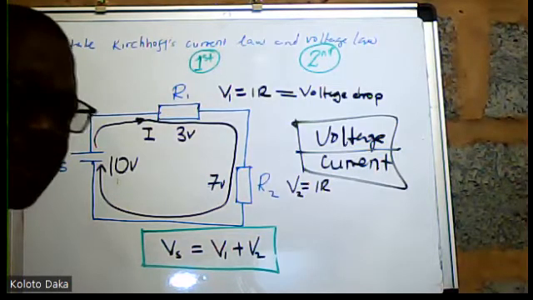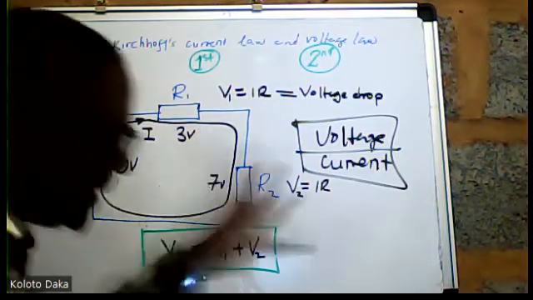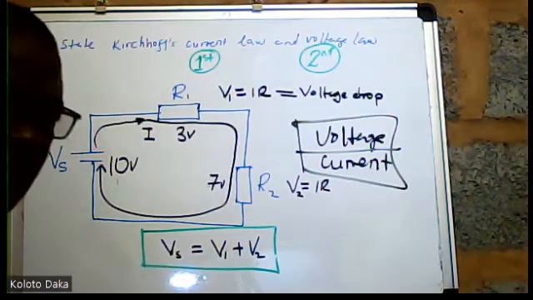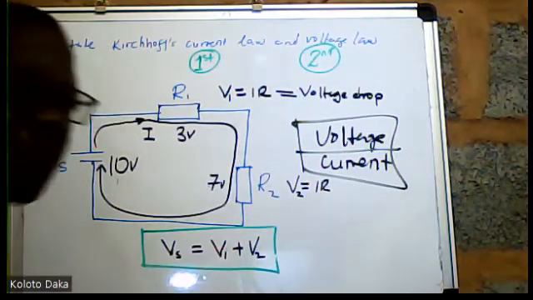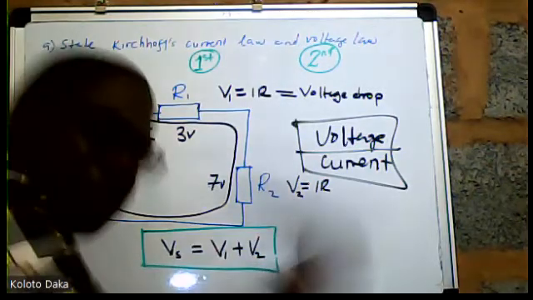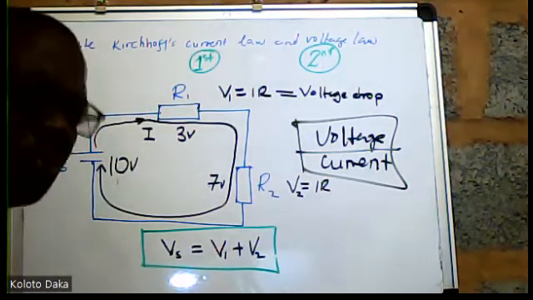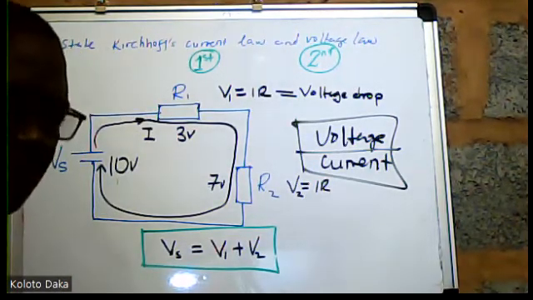So what do you know about current? Current entering a junction should be equal to current leaving a junction. What do you know about voltage? The sum of the voltage drops around the closed loop should be equal to the supplied voltage.